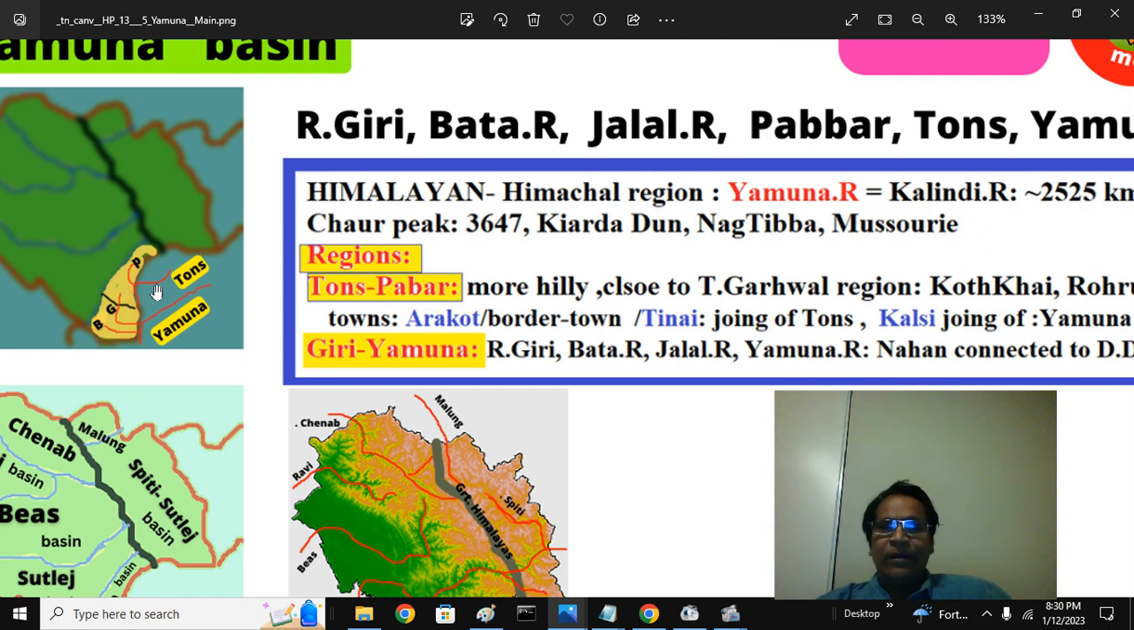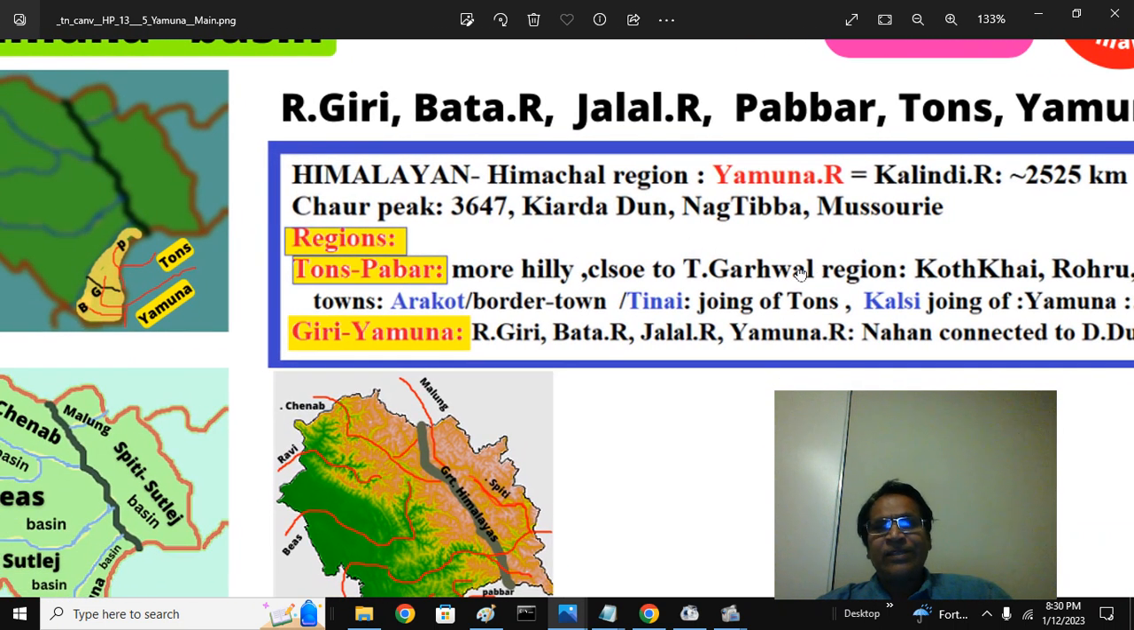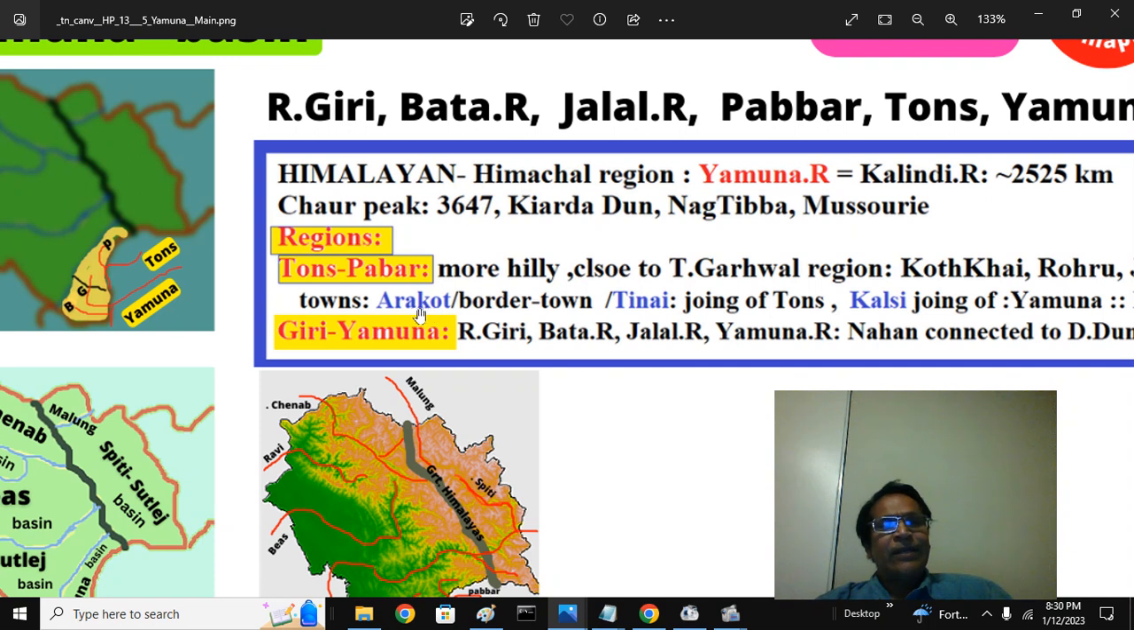This is mostly hilly. It looks close to the Garhwal region. It has Kotkhai, Rohru and Jubbal areas of the Simla district. It also has the town Arakot, from where the river Pabbar borders the state. Then at the town called Tiuni, the Tons River joins the border, that is, Pabbar merges with Tons. At Kalsi, the Yamuna River joins the Tons River, that is, Pabbar Tons joins Yamuna.